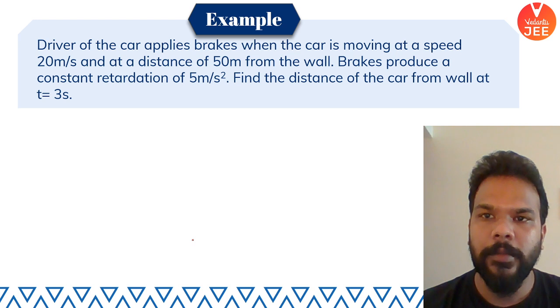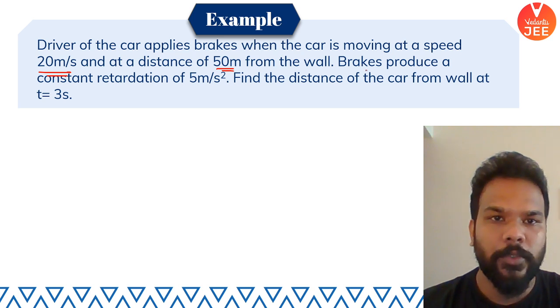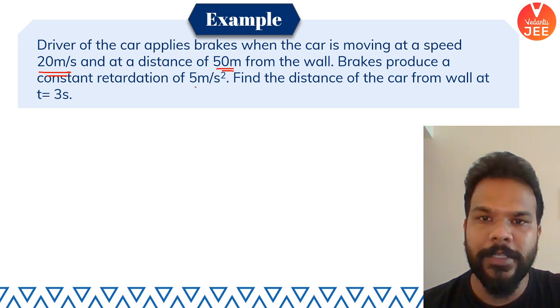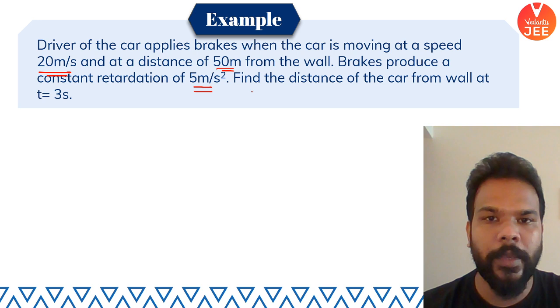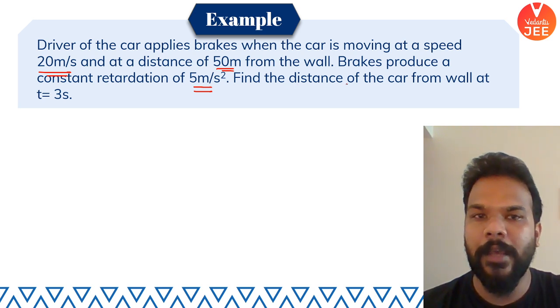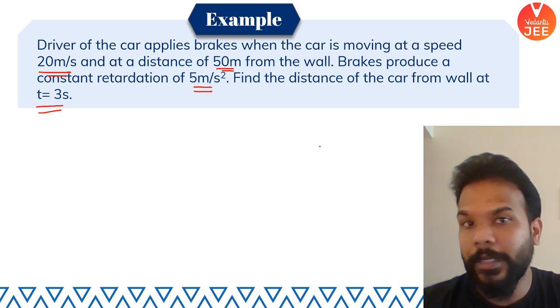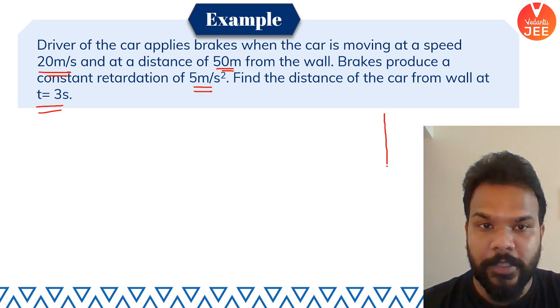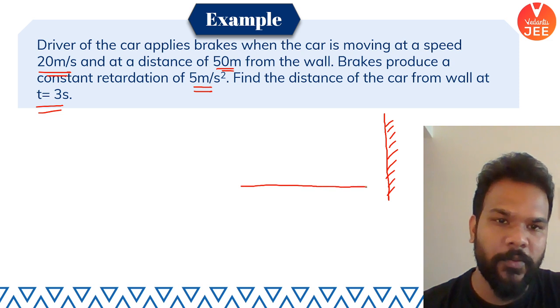Let's try this one. Driver of a car applies brake when the car is moving at a speed of 20 meters per second. So at a distance of 50 meter from the wall, the brakes were applied. So brakes are producing a constant retardation of 5 meter per second square. We have to find the distance of the car from the wall at t equal to 3 seconds. So we don't know even after 3 seconds the car has already hit the wall or not. So we don't know that. We'll still try to figure it out.